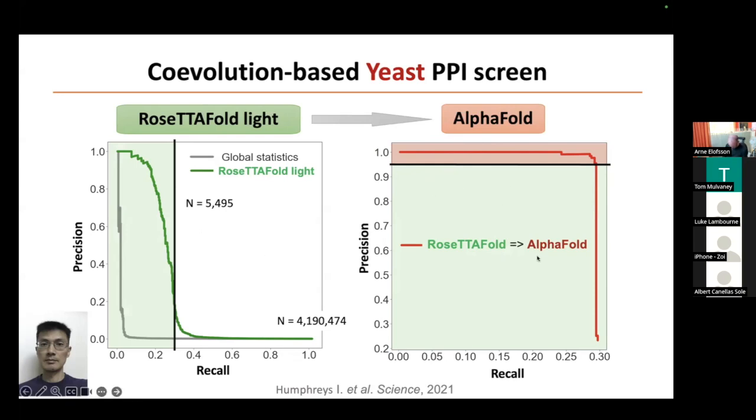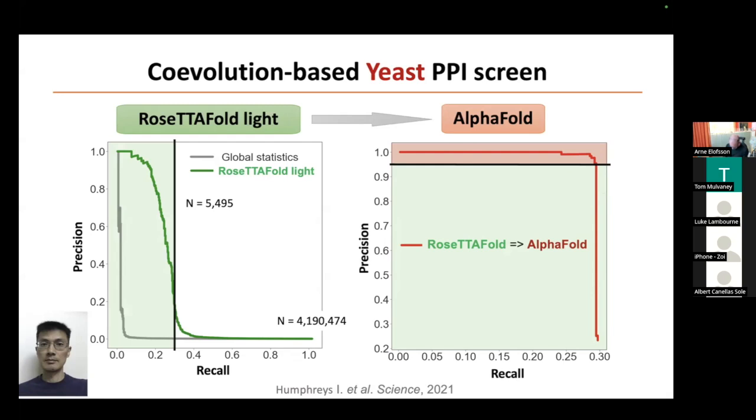So this precision versus recall curve on the right shows we were able to identify about 28% of the true interactions at a precision of 95%. That's important because if you want to make a biological discovery, you want to make sure that your predicted set is totally dominated by true interactions. We were able to achieve that, and we were very happy about that.